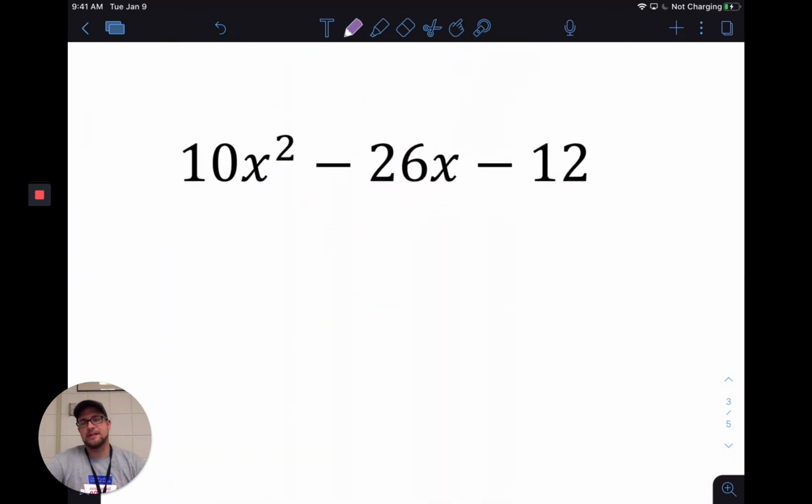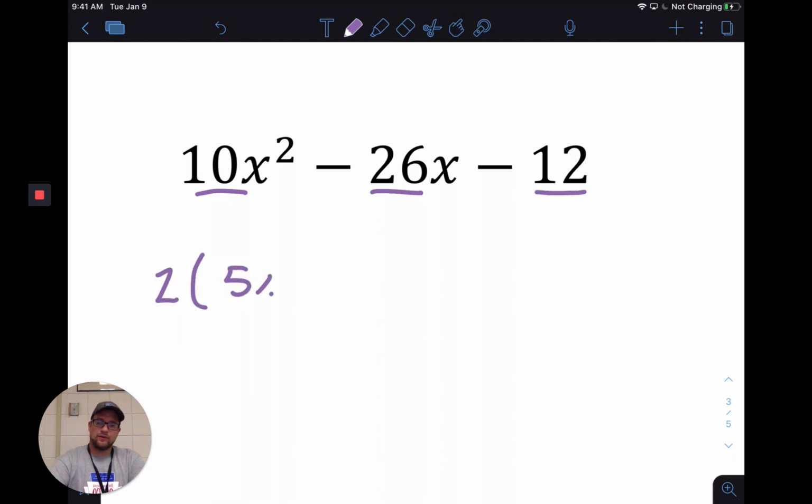Last problem we see here, 10x squared minus 26x minus 12. First term's positive, good news. Second thing we look for, is there a greatest common factor? Of course there is. 2 goes into each of these, so if I pull a 2 out, I'll be left with 5x squared minus 13x minus 6.